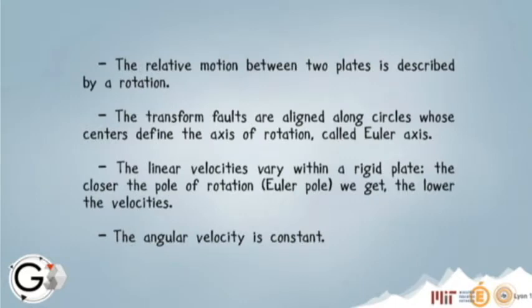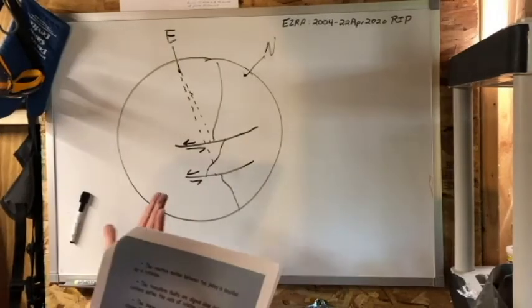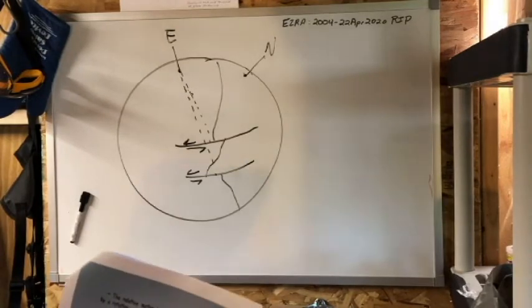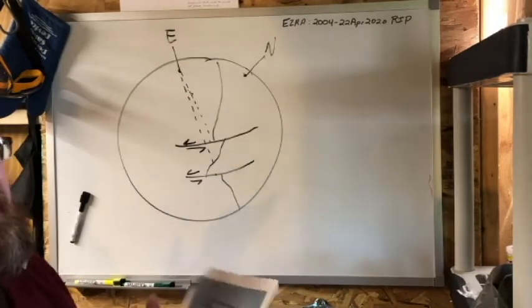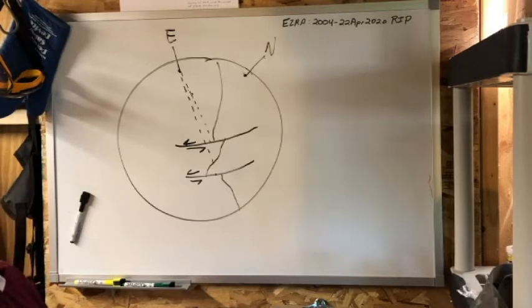The relative motion between 2 plates is described by a rotation, our Euler pole. The transform faults, which I just showed you across the surface, are aligned along circles whose centers define the axis of rotation, the Euler poles. And they're perpendicular to that axis of rotation on a 2D model, we can model them as being perpendicular. They're not truly perpendicular. I'm just saying that for brevity.